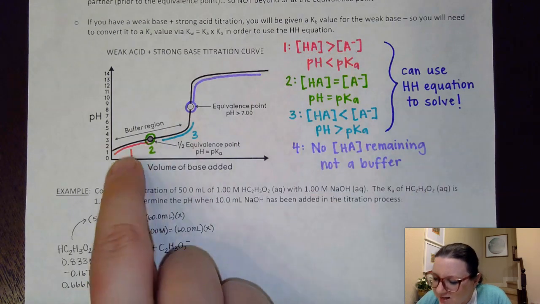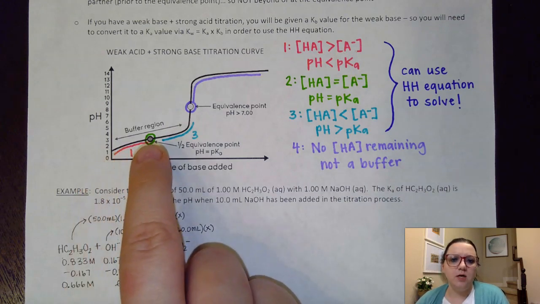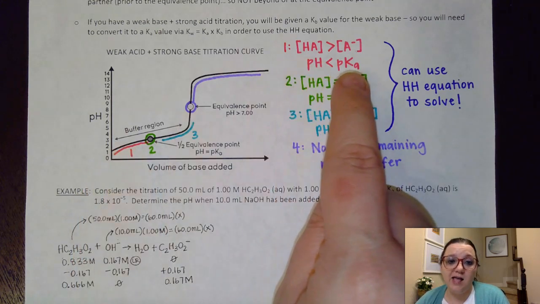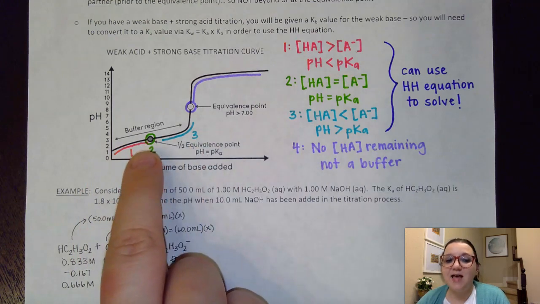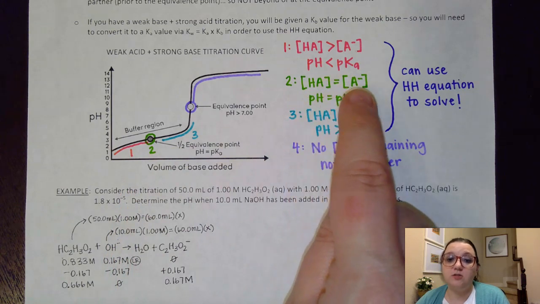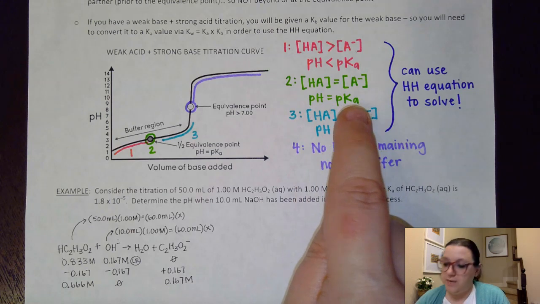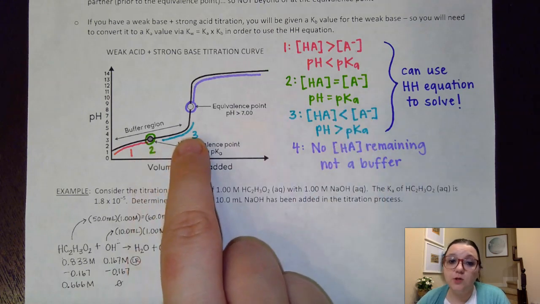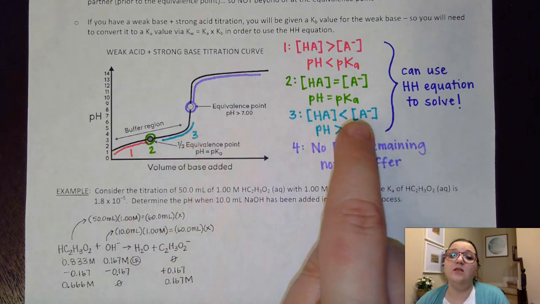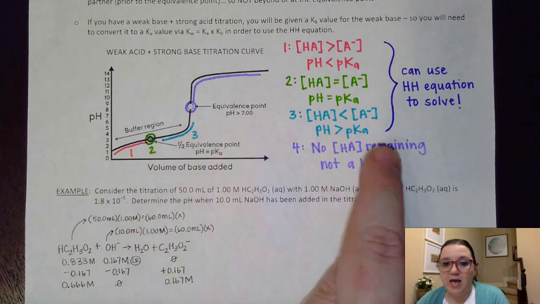I haven't added enough base to get it to where those are equal yet. So before this point, the pH is less than the pKa. Once I get to that half equivalence point, where the weak acid and its conjugate base are equal, now the pH equals the pKa. Beyond that point, up until the equivalence point, now you have more conjugate base than you had of the original acid. And so here the pH is a little bit higher than the pKa.